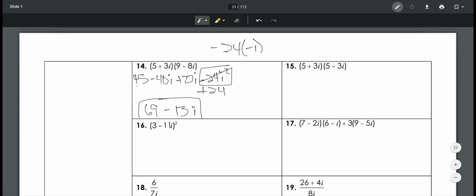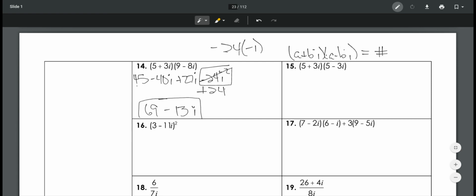Now, number 15, this is special, and we will need this when we get into division in just a few minutes. These are conjugates. You have a plus bi times an a minus bi. When you multiply complex conjugates together, you get just a number. You only get an a value, okay?